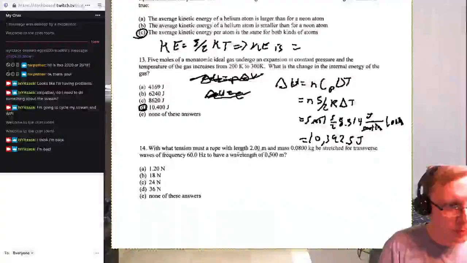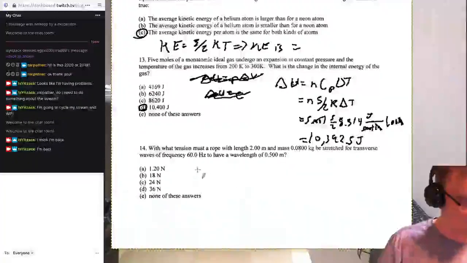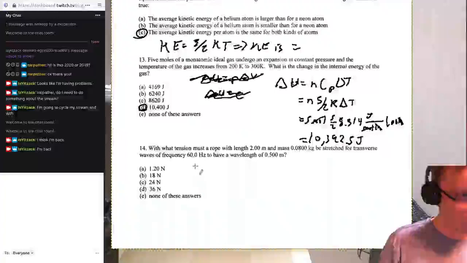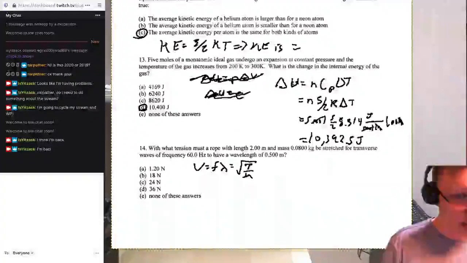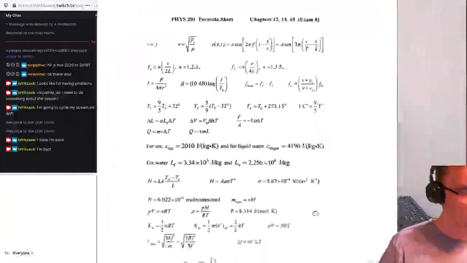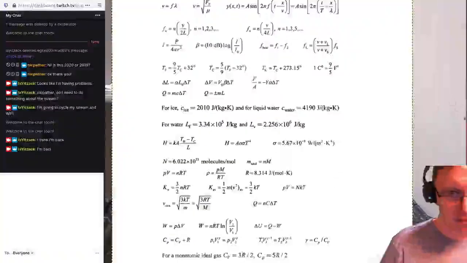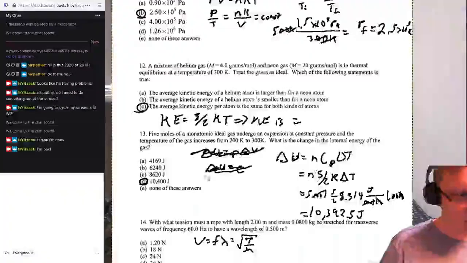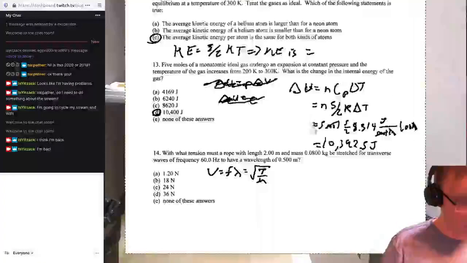With what tension must a rope with length 2 meters and mass of 0.08 kilograms be stretched for transverse waves of frequency 60 Hz to have wavelength of 1/2 meter? Okay. V is equal to f lambda is equal to the square root of tension divided by mu. Let's double check that. Yep. Good.